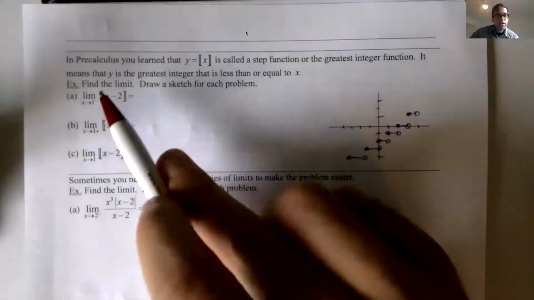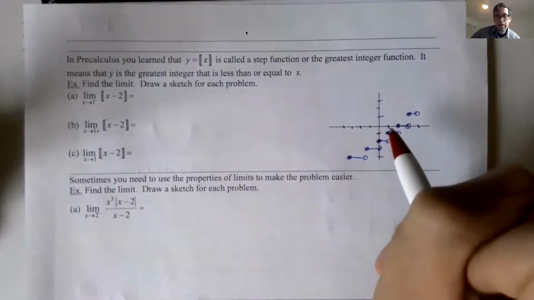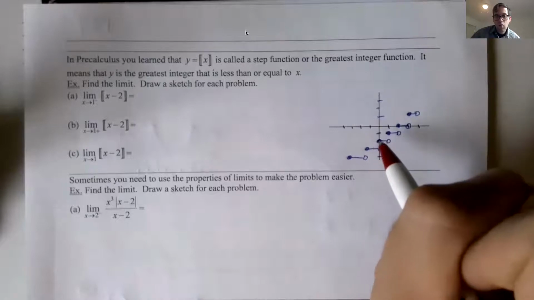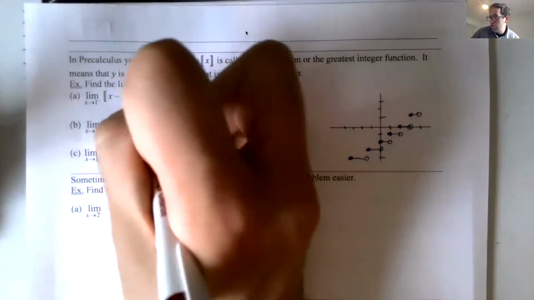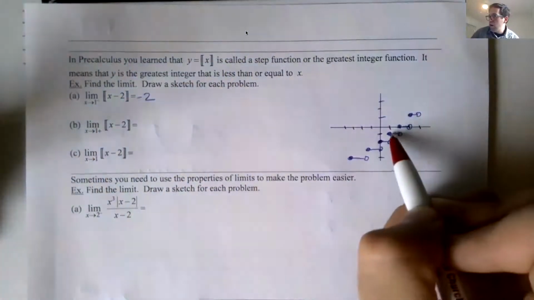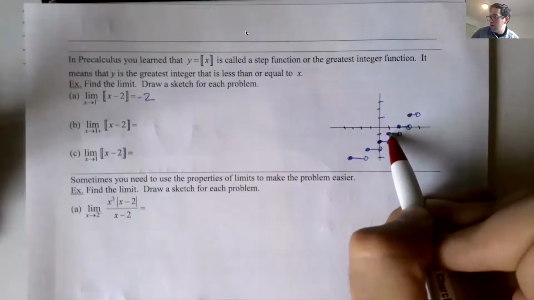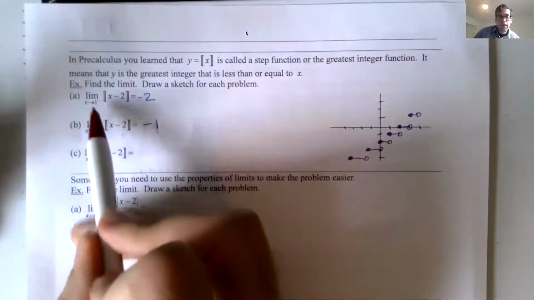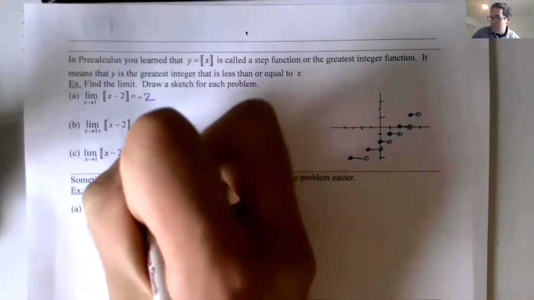So let's take a look. The limit as x approaches 1 from the left. So as we approach an x value of 1 from the left, our y value is approaching negative 2. As we approach 1 from the right, our y value is approaching negative 1. So because our left and our right side limits don't agree, they're not the same, the overall limit does not exist.